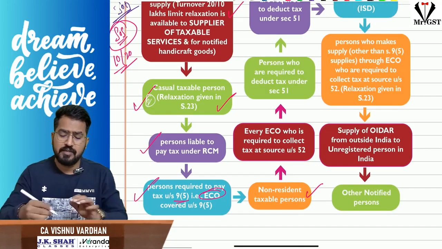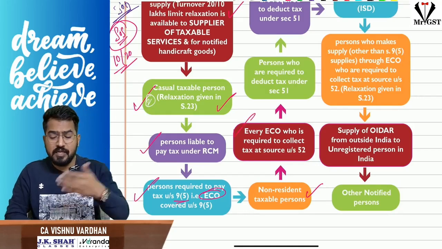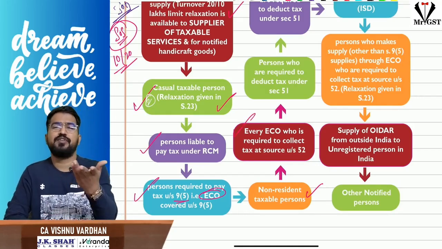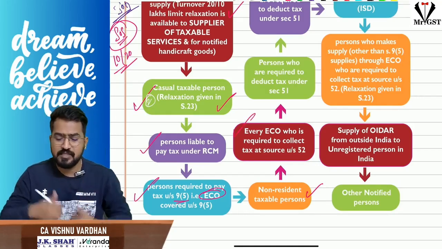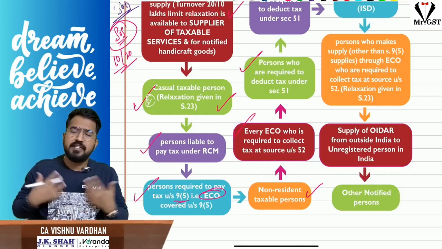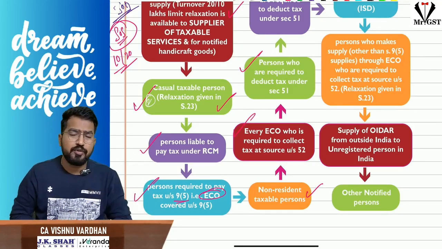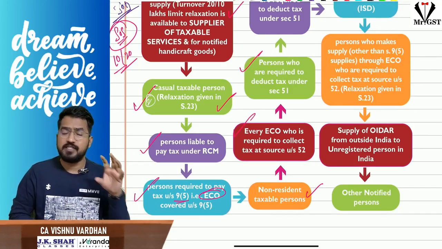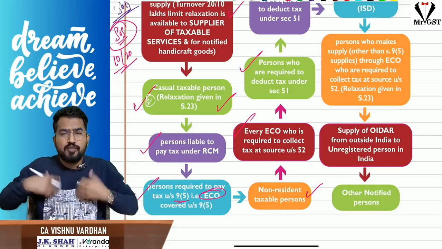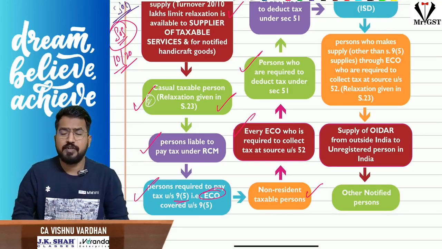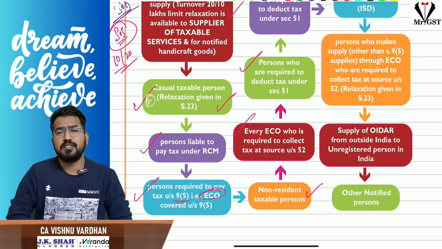Non-resident taxable person, and every e-commerce operator who is required to collect tax at source under section 52, sir, to follow TCS provisions, and to follow TDS provisions. For me, TDS TCS provisions are applicable. Hope you remember the TDS TCS chapter. To follow the TDS TCS provisions, sections 51, 52, yes, we should get registered under GST. There is no other option.